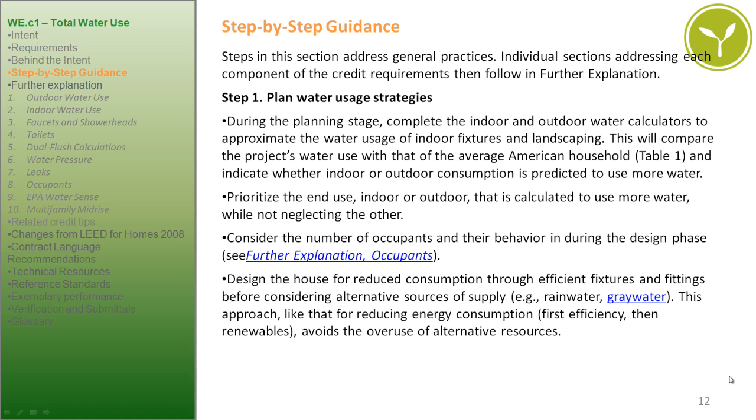Prioritize the end use, indoor or outdoor, that is calculated to use more water while not neglecting the other. Consider the number of occupants and their behavior during the design phase. See further explanation, occupants. Design the house for reduced consumption through efficient fixtures and fittings before considering alternative sources of supply, for example, rainwater or gray water. This approach, like that of reducing energy consumption, first efficiency, then renewables, avoids the overuse of alternative sources.